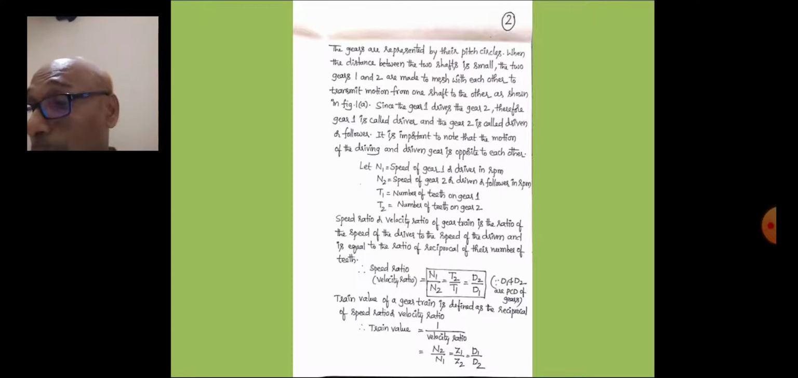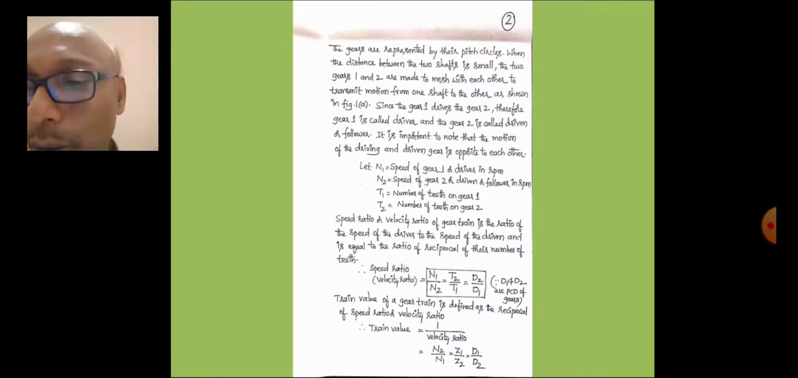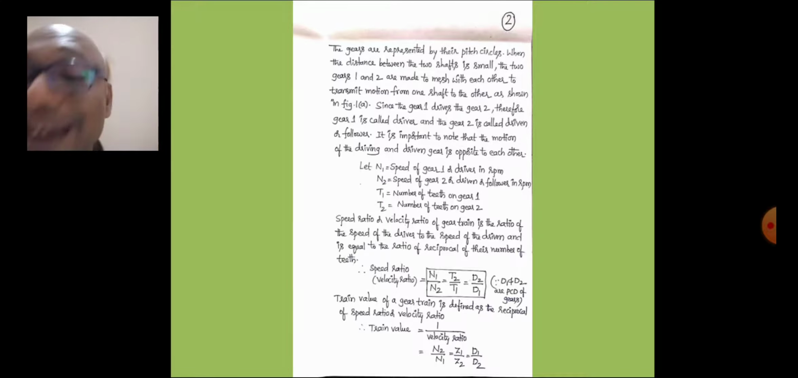Now, what is the speed of the driver? I took the speed of the driver as N1. And what is the speed of the driven? That is N2. Therefore, velocity ratio or speed ratio is equal to the speed of the driver, N1, by the speed of the driven or follower, N2. So N1 by N2 is equal to the ratio of the reciprocal of their number of teeth. Strictly speaking it is T1 by T2, but the velocity ratio N1 by N2 is equal to the reciprocal of T1 by T2, that is T2 by T1, which in turn, in terms of pitch circle diameter of a gear, one can write as D2 by D1.